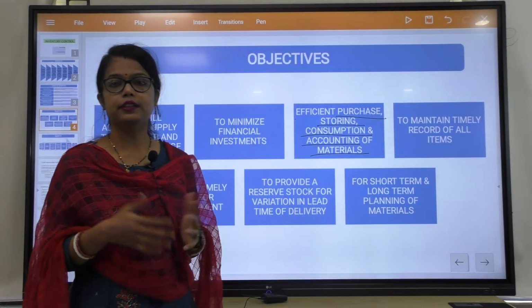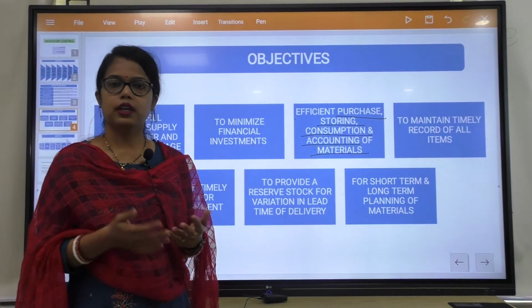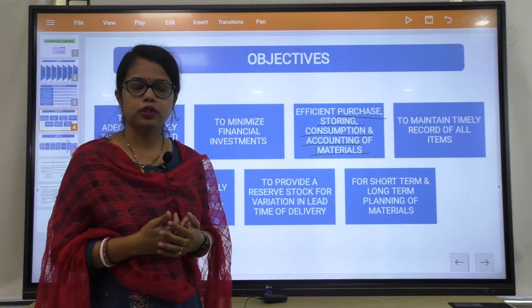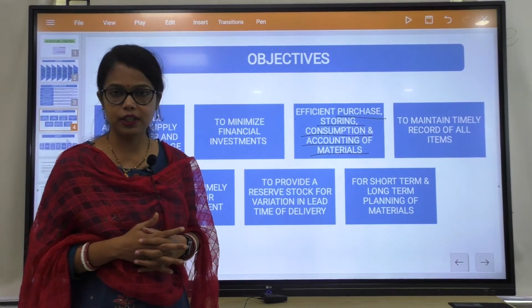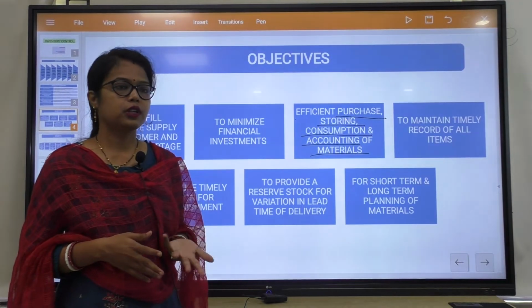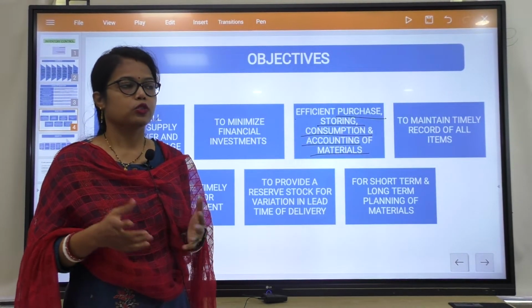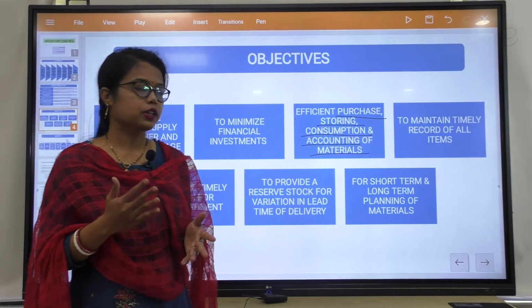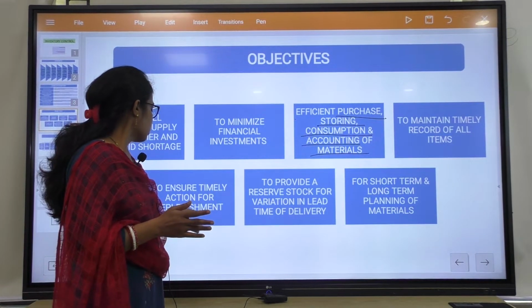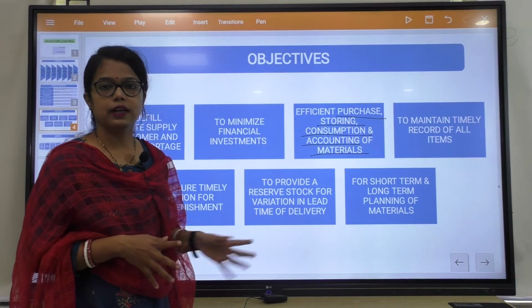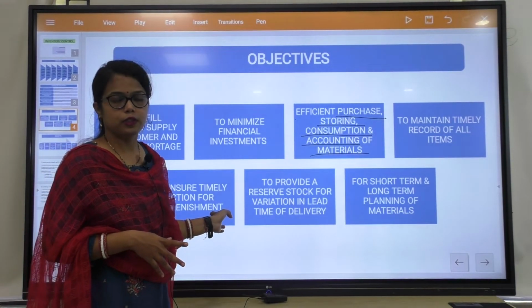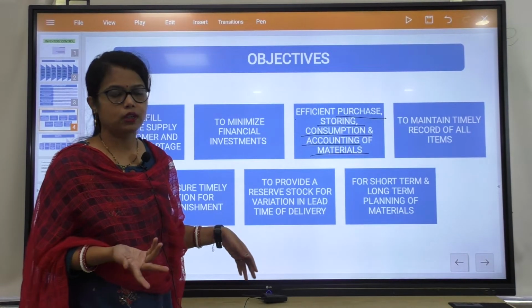Then to ensure timely action for replenishment, procurement or replacement. If the product needs replacement, then that should be done in proper time. There should not be any delay. If the delay occurs, then there might be damage. So, proper timely action for replenishment is most important, and that should be our objective: in which time the replenishment will occur.